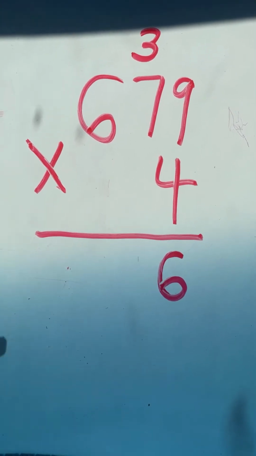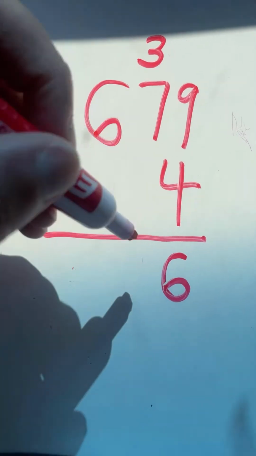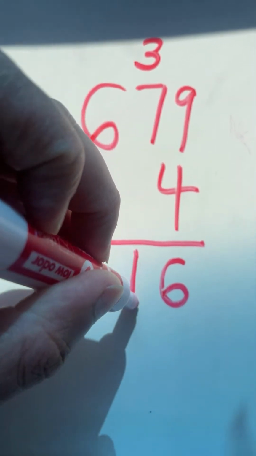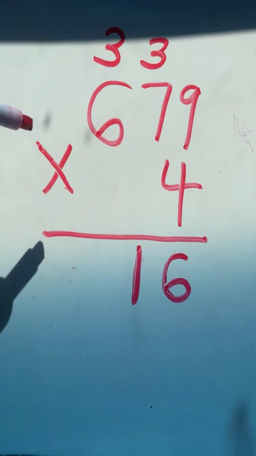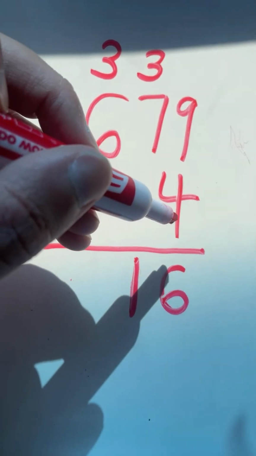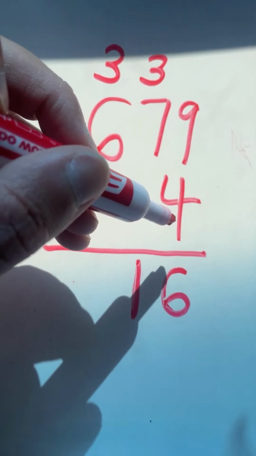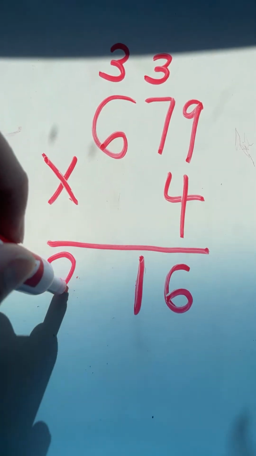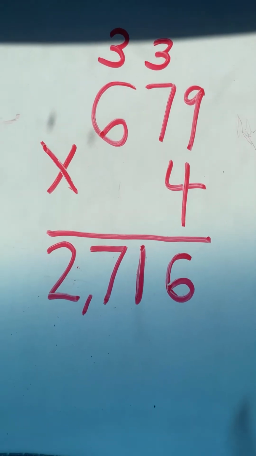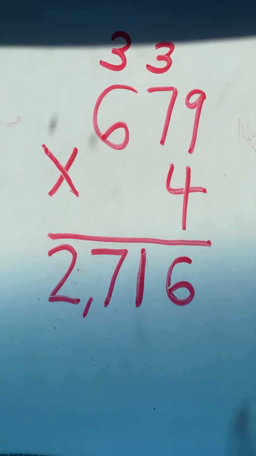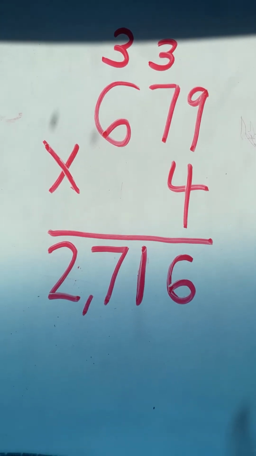7 times 4 equals 28, plus 3 equals 31. The 1 in 31 goes in the tens place. The 3 in 31 gets carried over to the hundreds place. 6 times 4 equals 24, plus 3 equals 27. And we have our final answer. 679 times 4 equals 2,716.